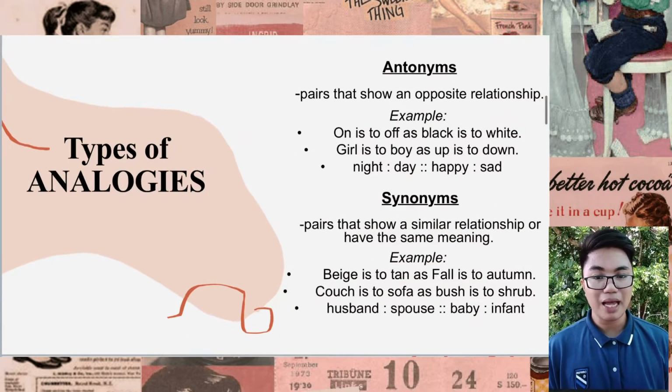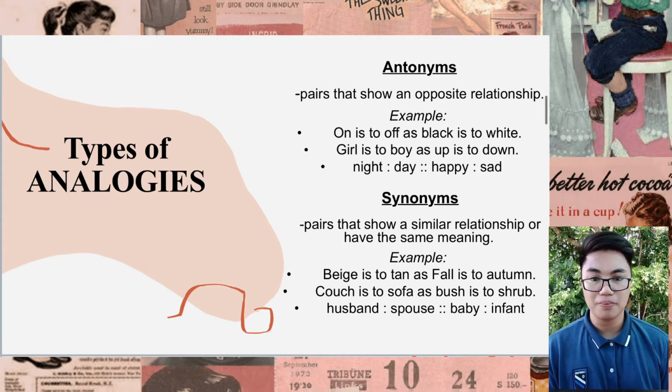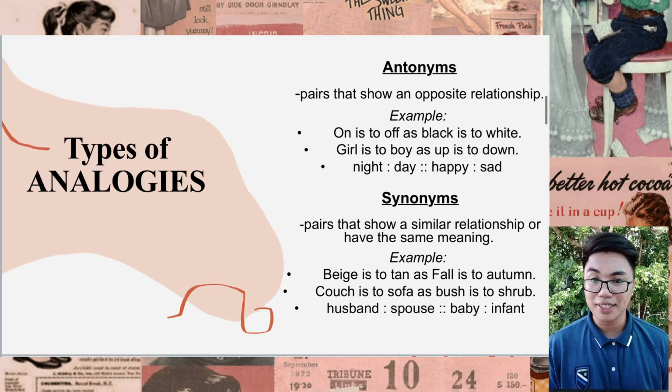There are so many types of analogies. The first two that I'm going to tackle are antonyms and synonyms. So antonyms, pairs that show an opposite relationship. Example, on is to off as black is to white. Girl is to boy as up is to down. Last example, night is to day as happy is to sad.